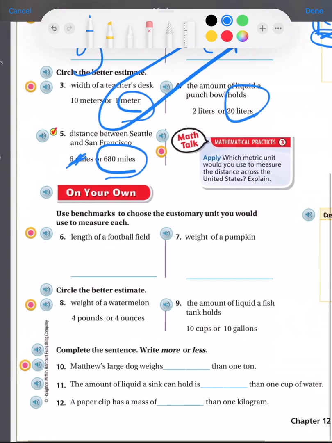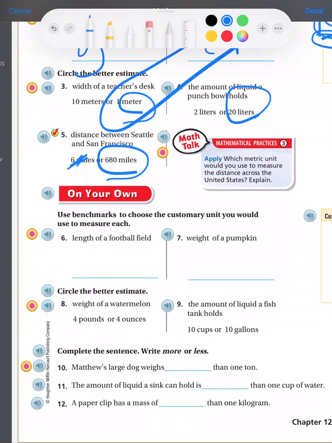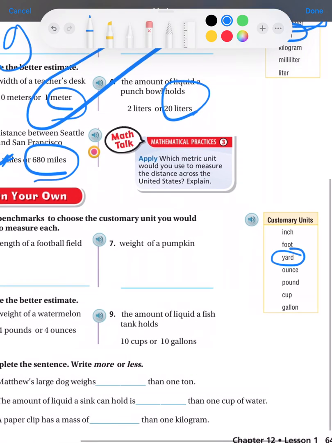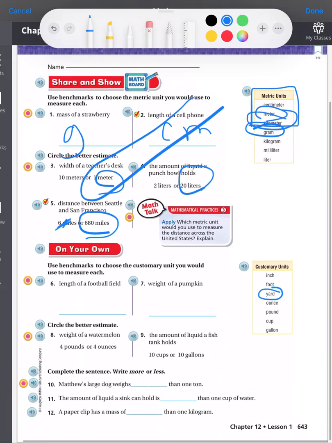How about over here? Length of a football field. Well, we know what that's measured in. Inch, feet, yard. There it is. We talk about 100 yards on the football field. So that's the yards. You know what I need, I desperately need a stylus, and I'm going to get one. This is yards.